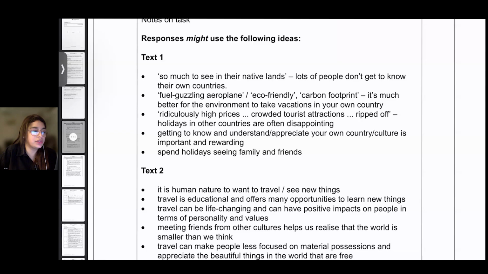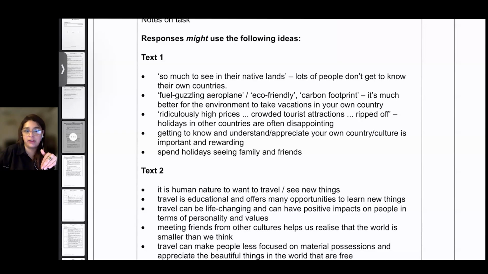Next, talking about the idea of traveling locally in order to spend more time with family and friends. So this is something that we can talk about in terms of how traveling with family and friends can also be something that can incorporate a good understanding of the text. Now, this was just text 1. We will also incorporate text 2.